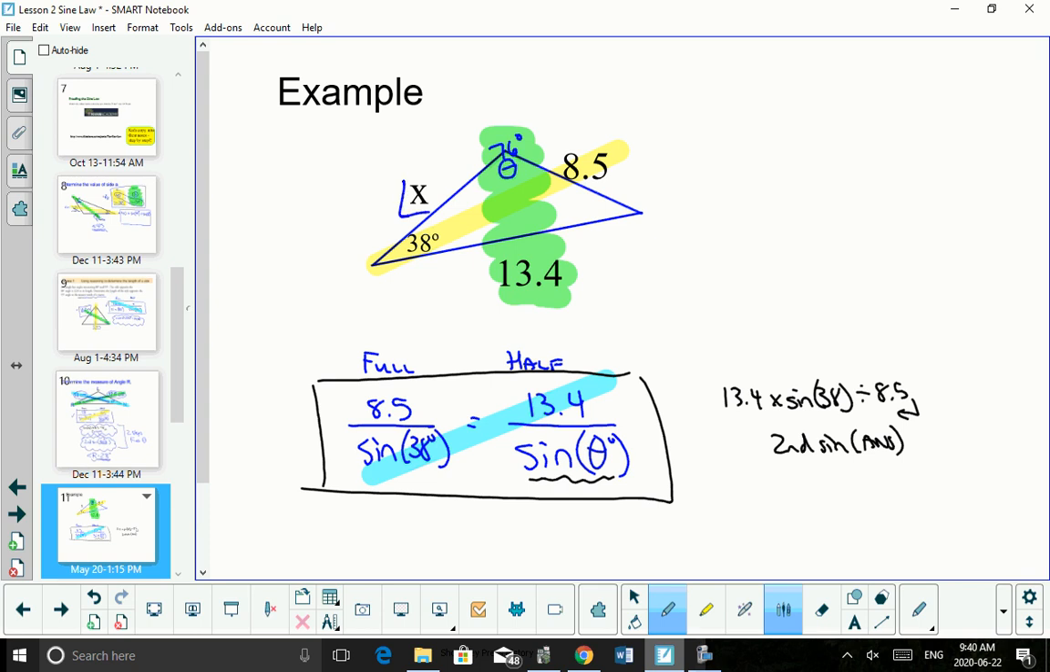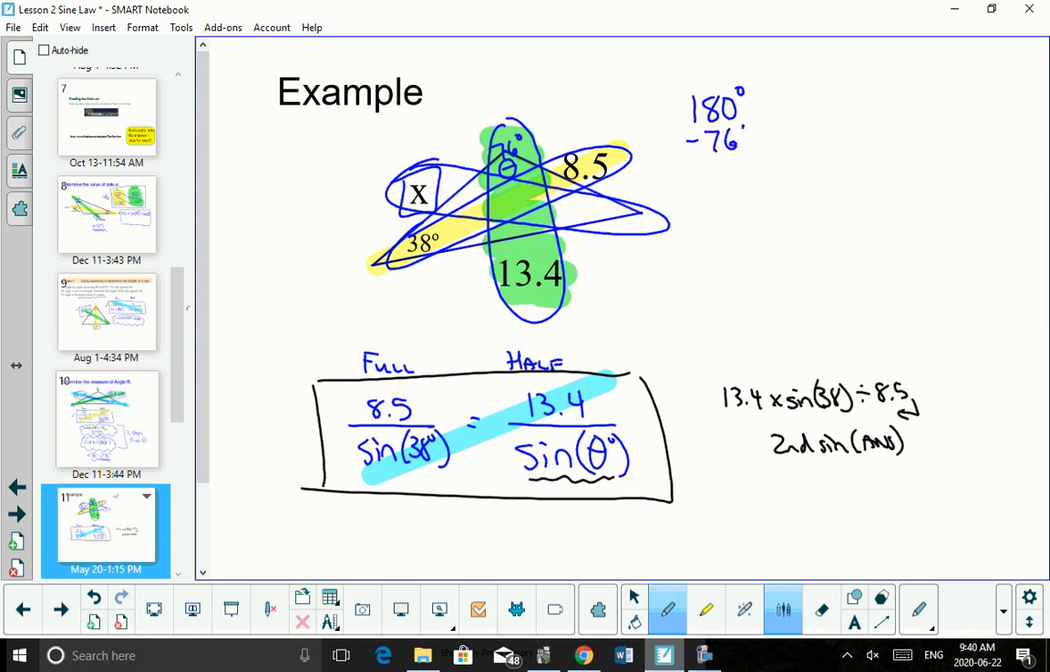Now, I'm still looking for side x. So now, look what's happened now. I have a full match, I have a full match, and you're still going to be like, yeah, but I don't have a half match here. Ah, but remember, what do the corners in a triangle add up to? They add up to 180. So if I go 180 minus 76 minus 38.